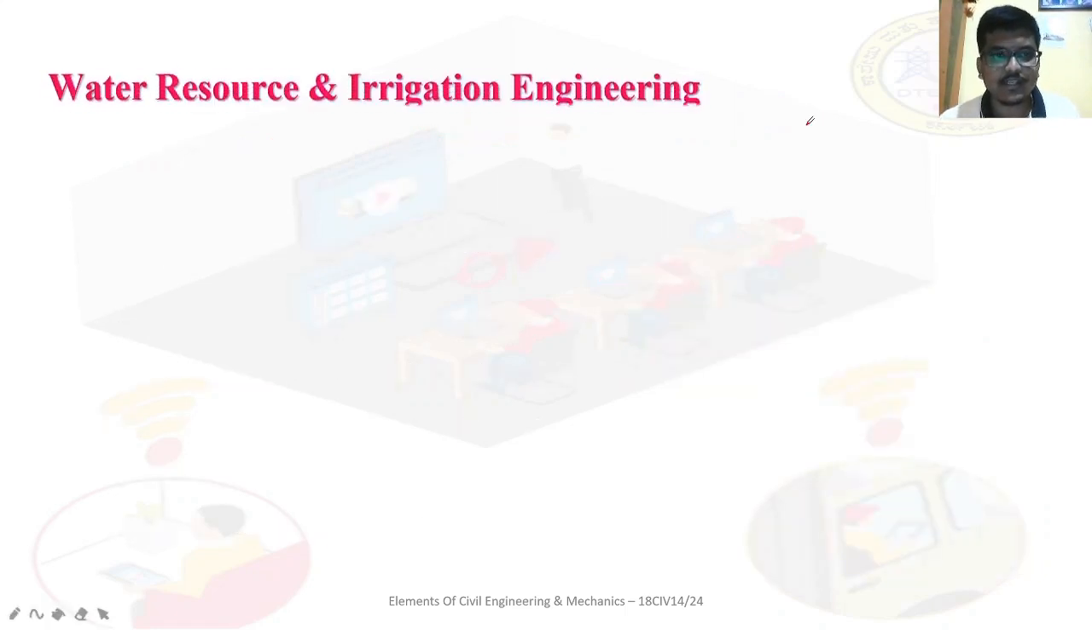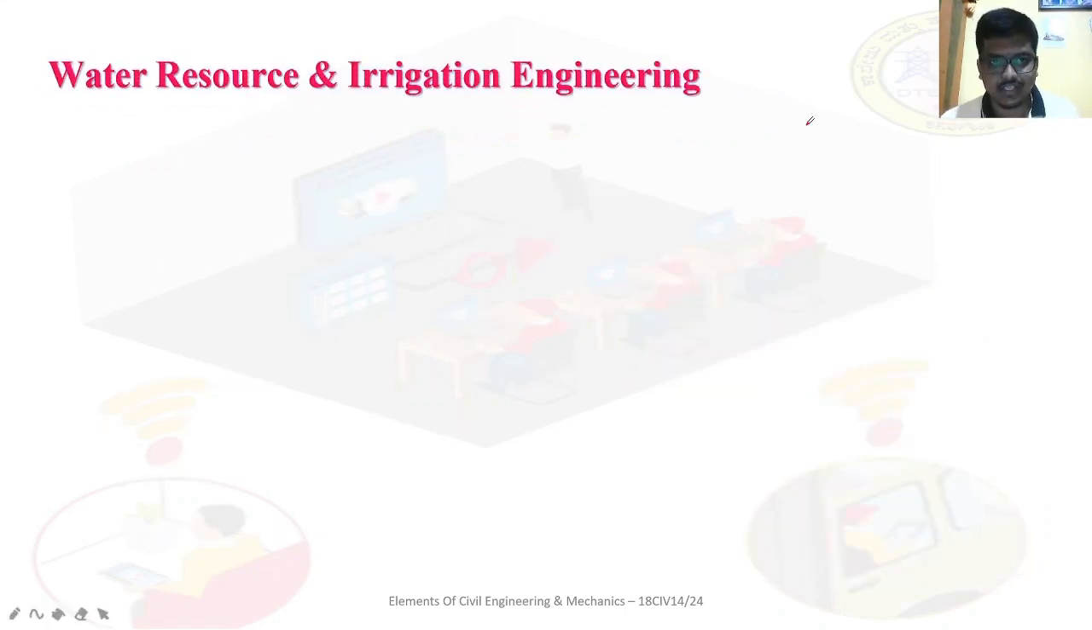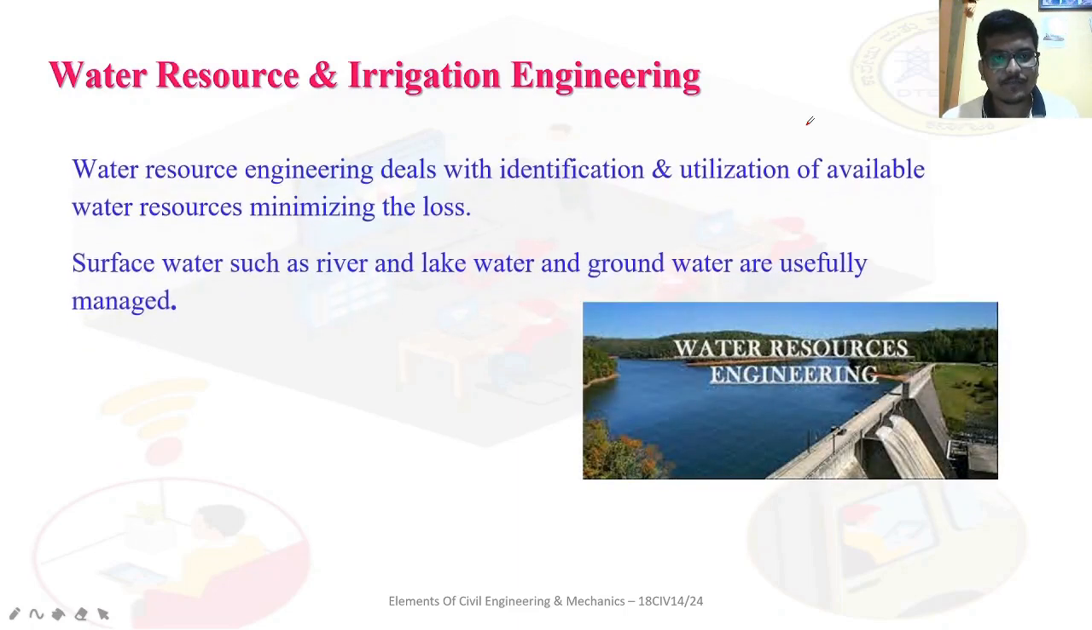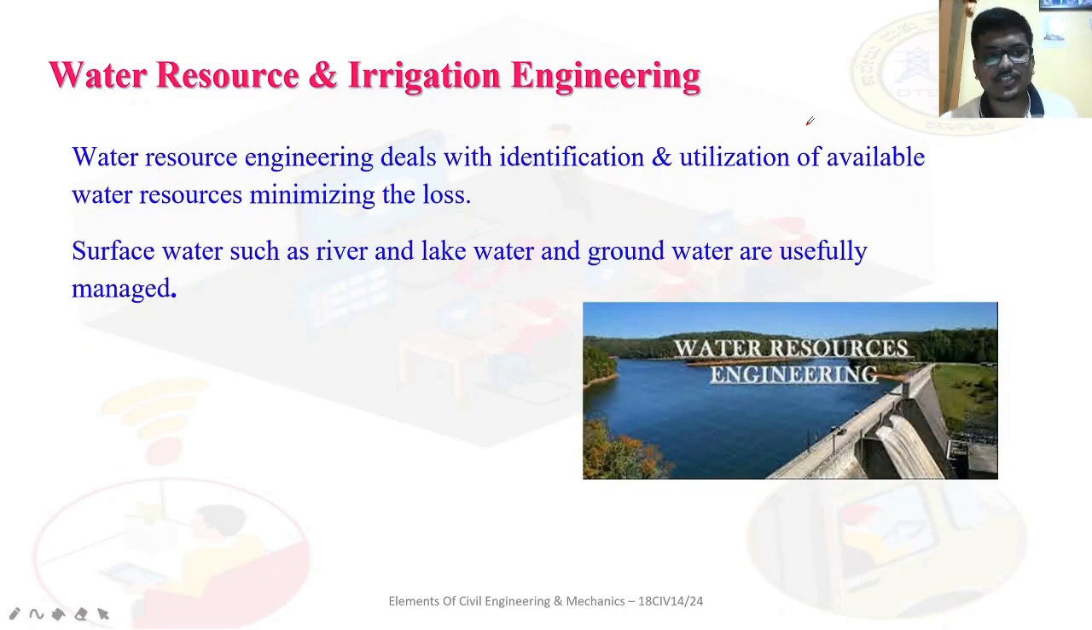So next we will see our water resource and irrigation engineering. This water resource engineering deals with the identification and utilization of available water resources, minimizing the loss. Every water resource should be utilized beneficially, so loss shouldn't happen. Like that, the water resource engineer will plan and use the water. As in India, it is seasonal weather condition, so water resource engineering and irrigation engineering are very important in our country. Surface water such as river, lake water and groundwater are usefully managed.